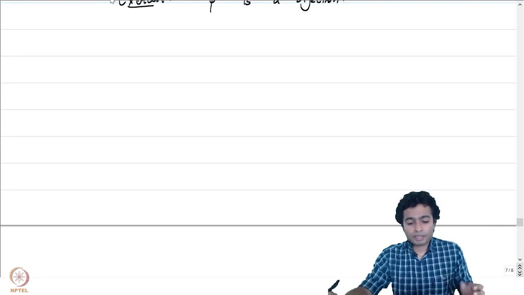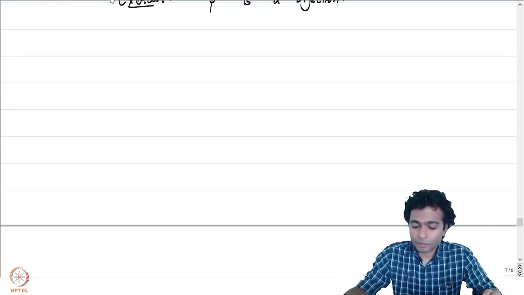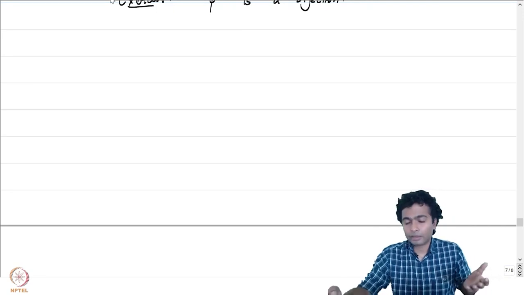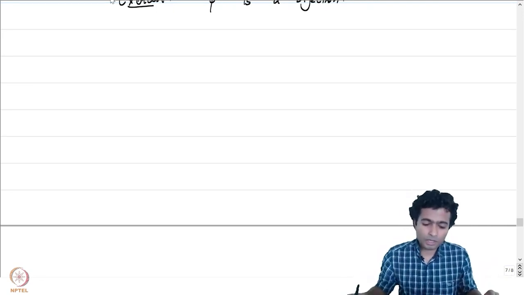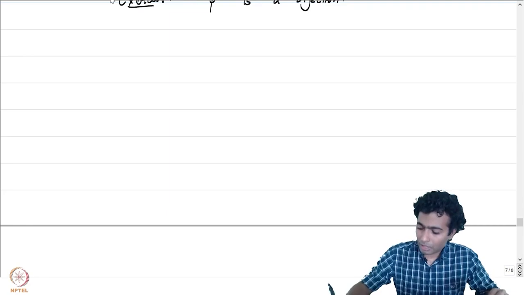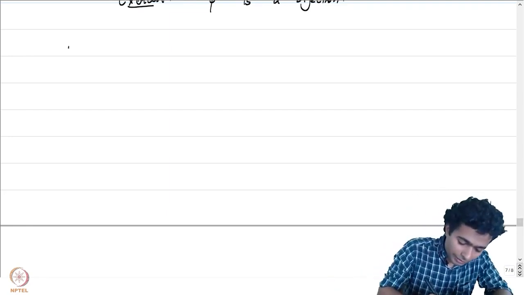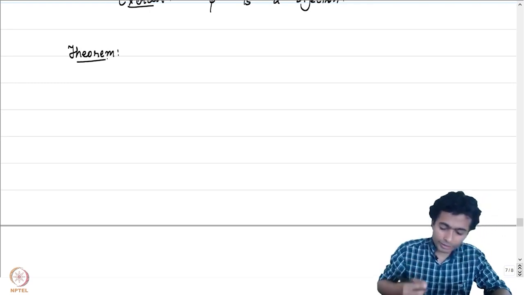Now that we have seen that curves can be lifted with respect to covering maps, let us ask the more general question of whether we can lift arbitrary continuous maps with respect to covering maps. That will be the goal of the next theorem. Let me write down the theorem and then we will prove it. So, the theorem states the following.